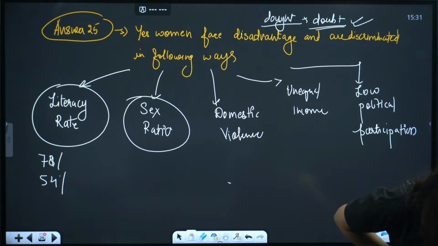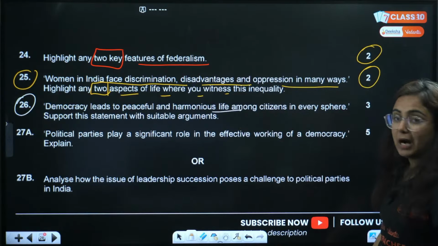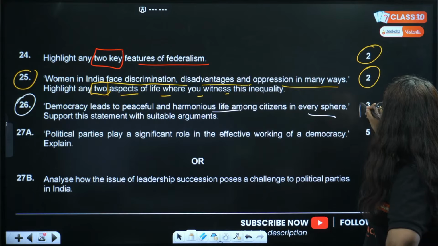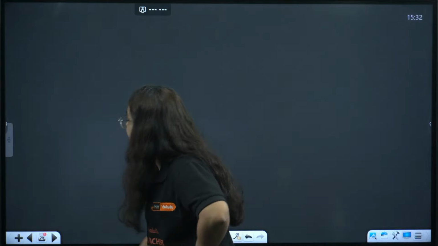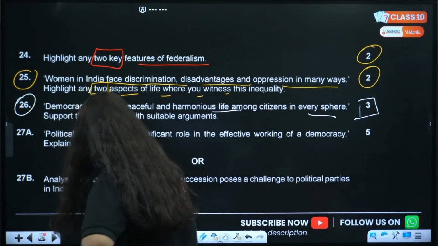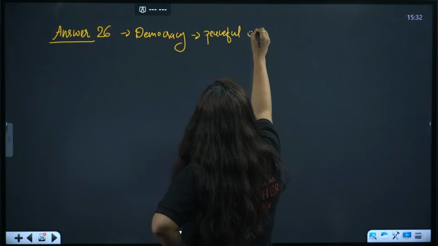Fine? Next question. 26th question. Democracy leads to peaceful and harmonious life among citizens in every sphere. Support the statement with a suitable example. Again, this is for how many marks? 3 marks. The question says that. What is the question asking you? Which number of question was it? 26. So the question is saying that democracy creates peaceful and harmonious life.